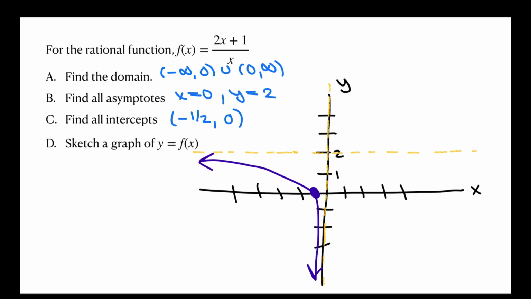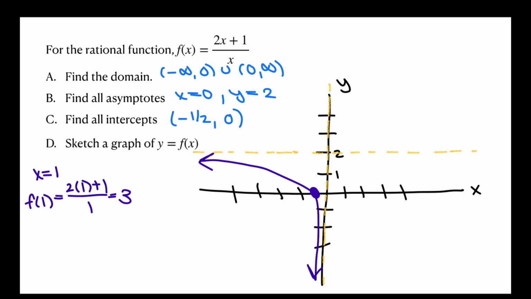Then on the other side of the graph, or I should say the other side of my vertical asymptote, I don't have any points to guide me on where that graph is. So I'm going to pick an x value that's bigger than 0, just so I have at least one point to help me guide this graph.